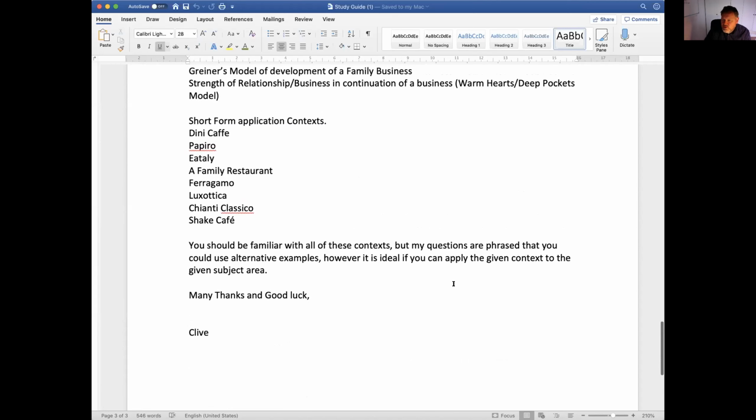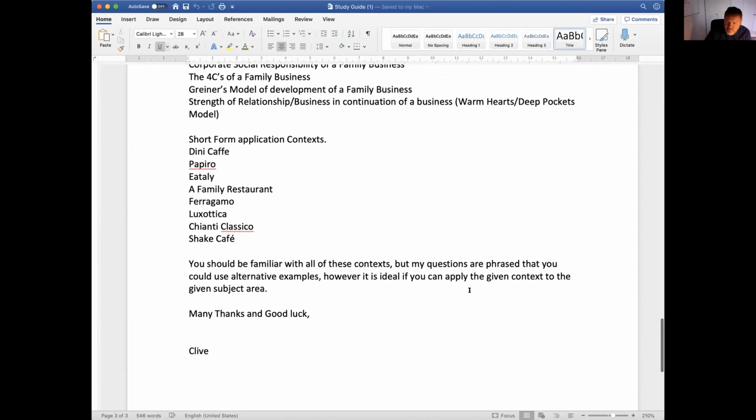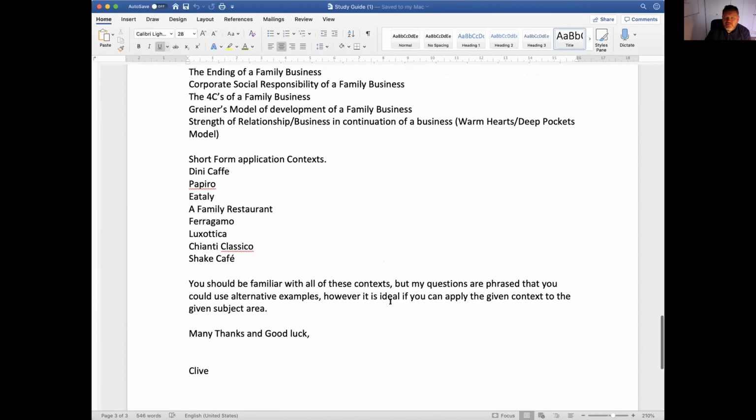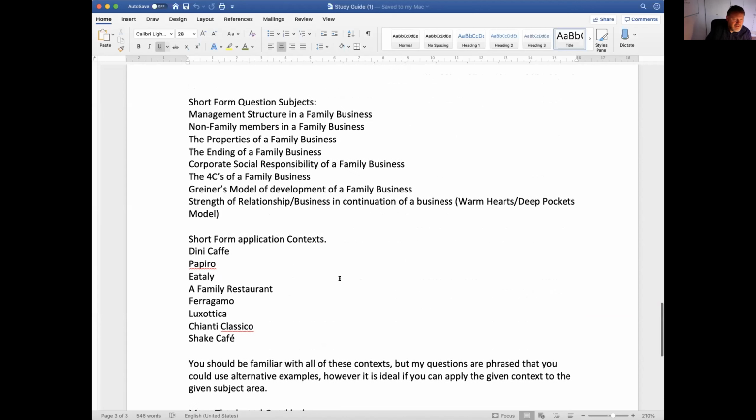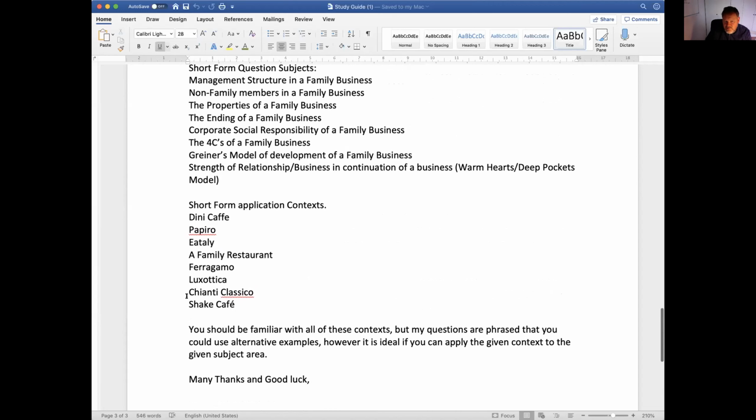You should be familiar with all the context, but again, like in the midterm, my questions are phrased so that you could use alternative examples. However, it is ideal if you can apply the given context to the given subject area, because I specifically would like you to use these. If you really can't, when it gets to it, then please use your own examples. But I'd also say use these examples and use your own examples as well.